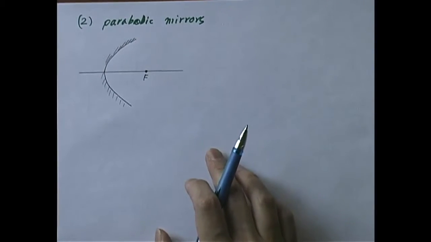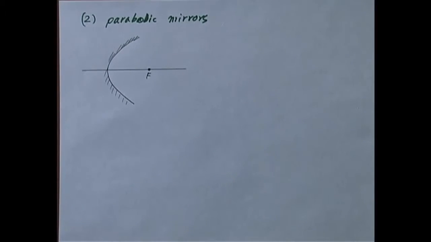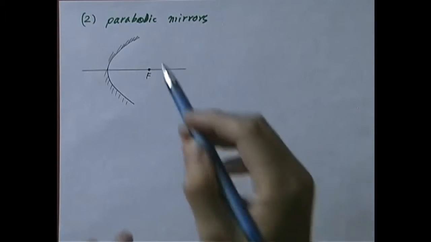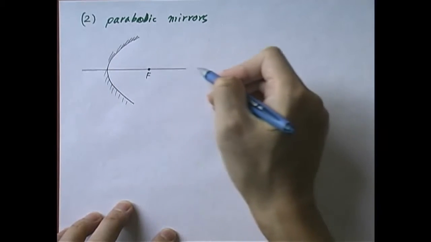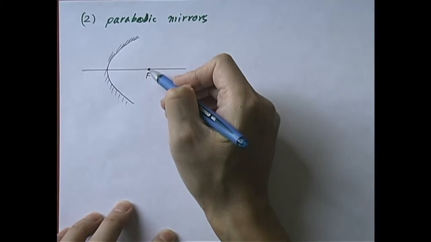Alright, we have looked at plane mirrors. Now, let's look at what's called a parabolic mirror. What is a parabolic mirror? Well, you know what a parabola is, right? You take a parabola, and here, this is the axis of the parabola. At that point, it's the so-called focal point.